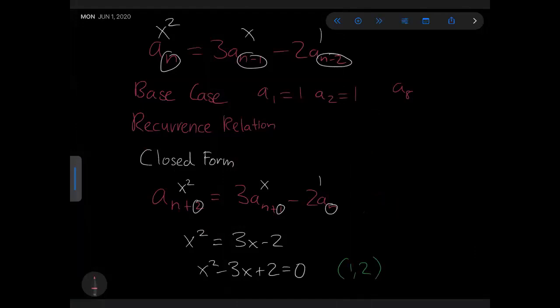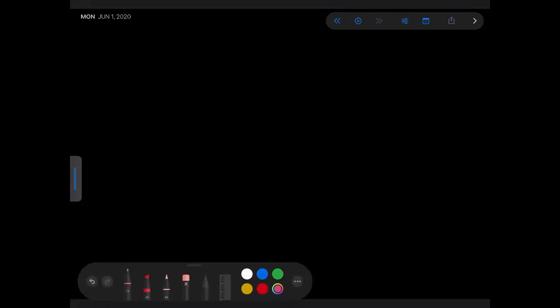Let's see if that holds true. We have a sub n plus 2 is equal to 3 a sub n plus 1 minus 2 a sub n, right? 1, 1. Let's generate our next term. 3 times 1 minus 2 times 1 equals 1. Our closed form is correct.